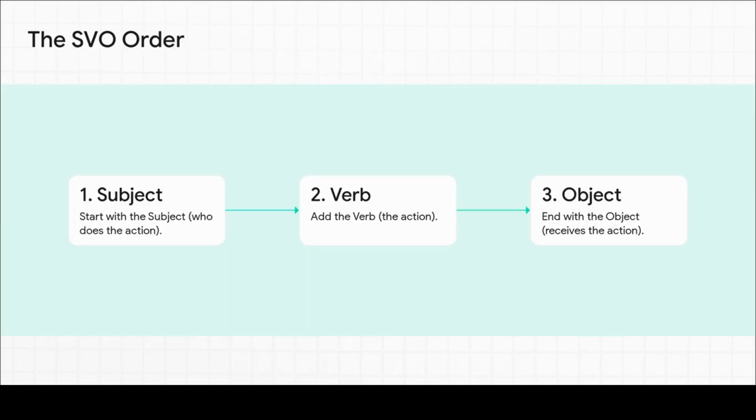And the order here is everything. It's what makes this so powerful. In English, this sequence is incredibly reliable. You start with your subject, who's doing it, then you add the verb, the action, and you finish with the object, what gets the action. Subject, verb, object. It's as easy as 1, 2, 3.